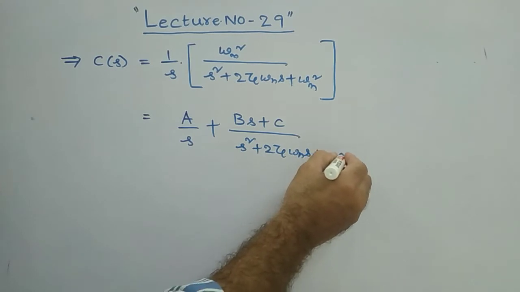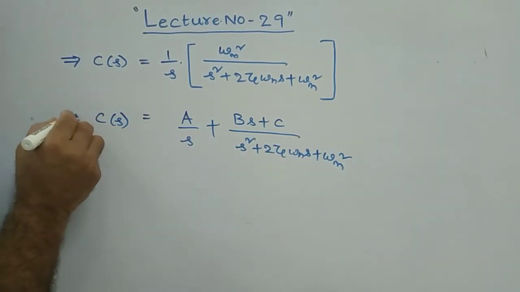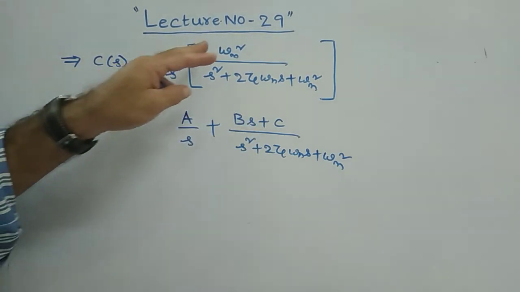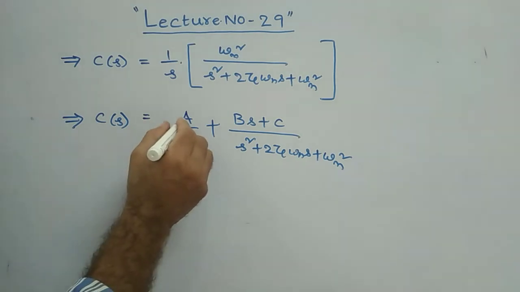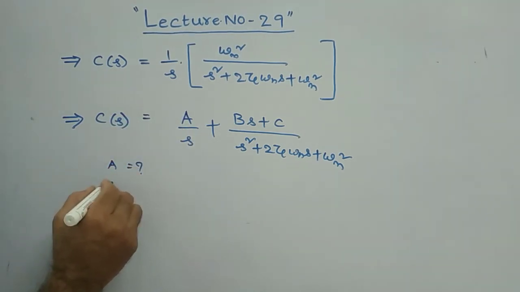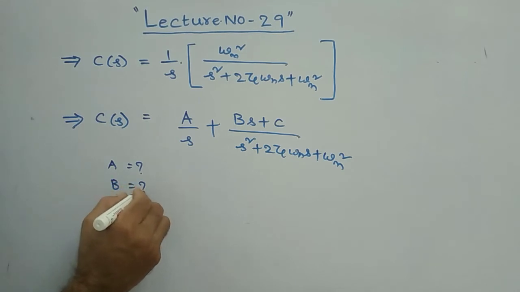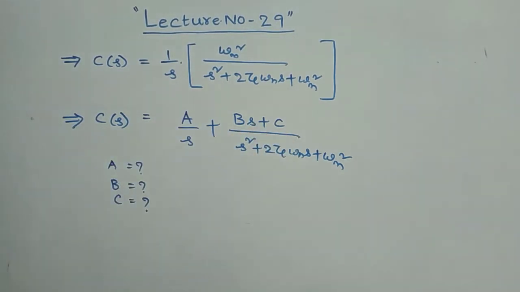Like that we have to write. That is, your C of s can be written like this in partial fractions. And as we have seen in our previous presentation, here you have to find the a value, then the b value, and then the c value. How? It is very simple.